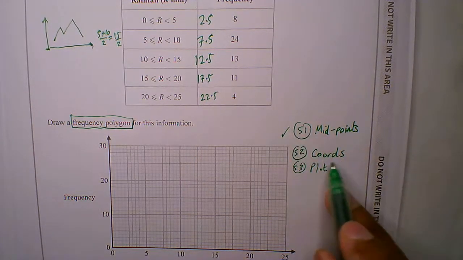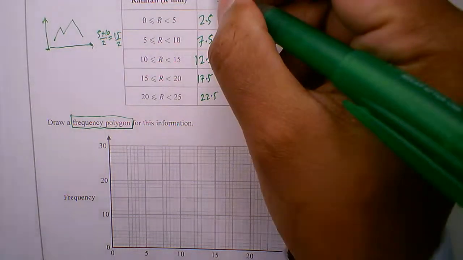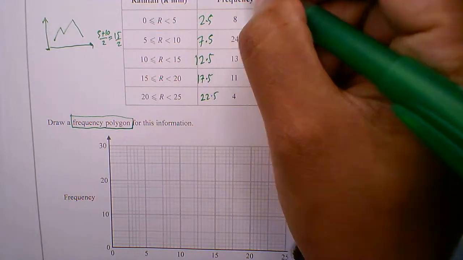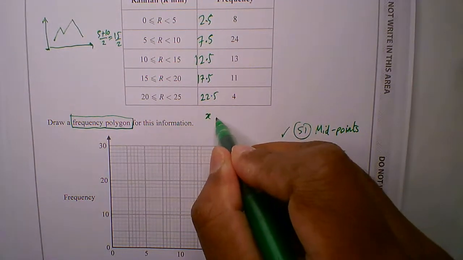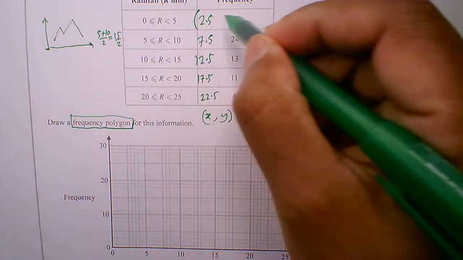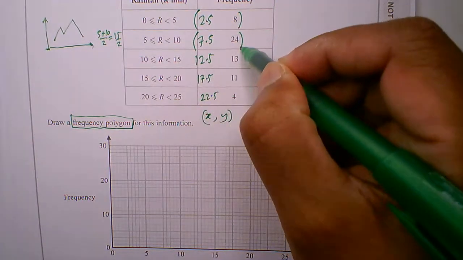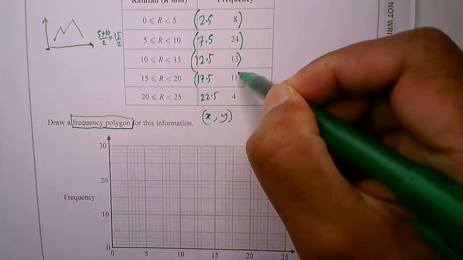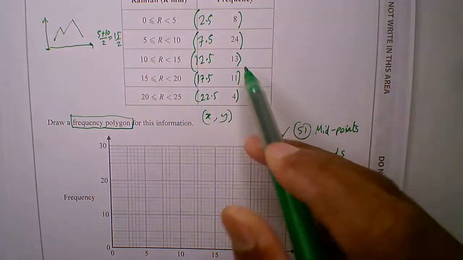The next thing to do is turn these into coordinates. Now, coordinates come as x and y. Oops, can you see that? X and y. So I've got my x coordinate here and my y coordinate, so I can change these into coordinates now. Okay, and now I am going to plot these.